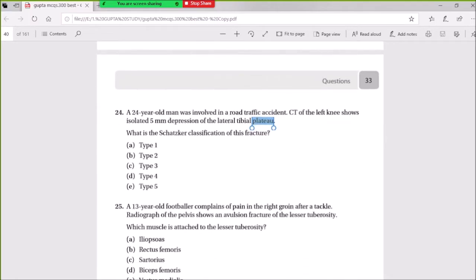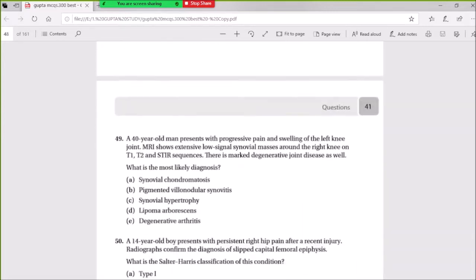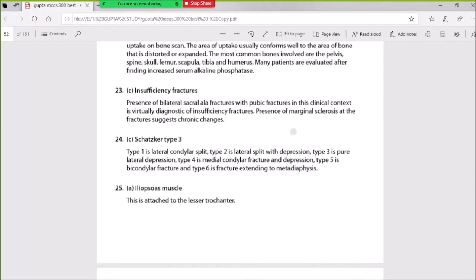The surgical classification, I think the answer is type 1. Type 3, sorry. Type 1 is lateral condyle split, type 2 is lateral split with depression, and type 3 is pure lateral depression. Type 4 is medial condyle fracture and depression. Type 5 is bicondylar. Okay, type 3 is pure lateral depression.